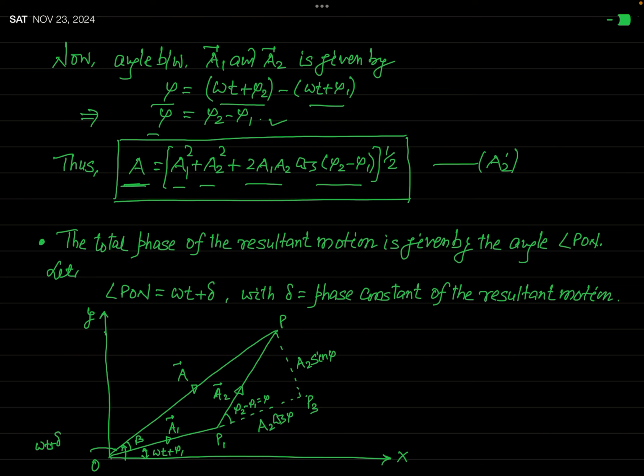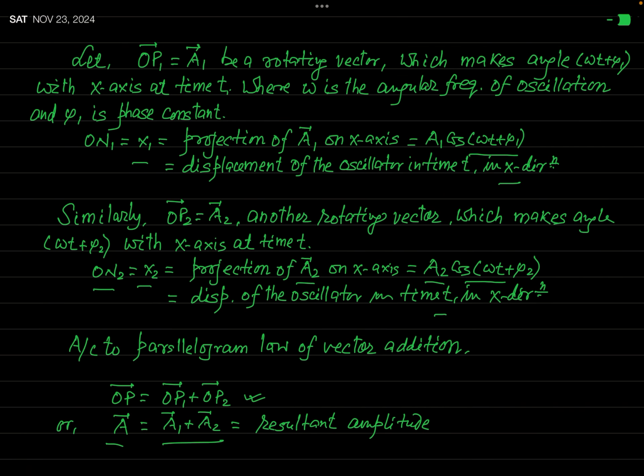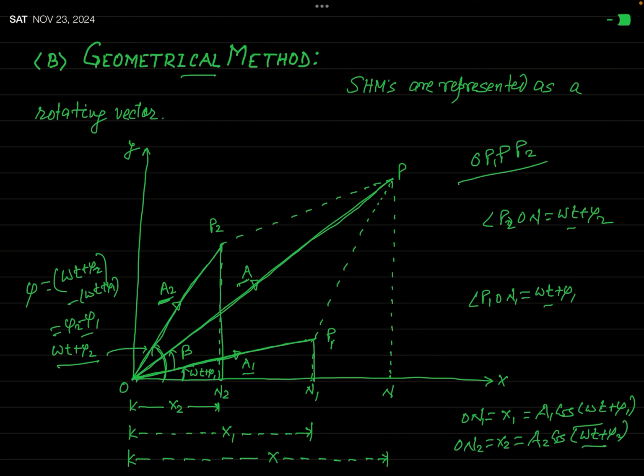Now actually our aim is to find the phase constant of the resulting motion. The total phase of the resulting motion: you know, omega t plus phi 1 is the phase of the first motion at time t, and this is the angle made by A1 with the x-axis. Similarly, omega t plus phi 2 is the angle made by vector A2 with the x-axis at time t. This is the total phase of the second SHM.